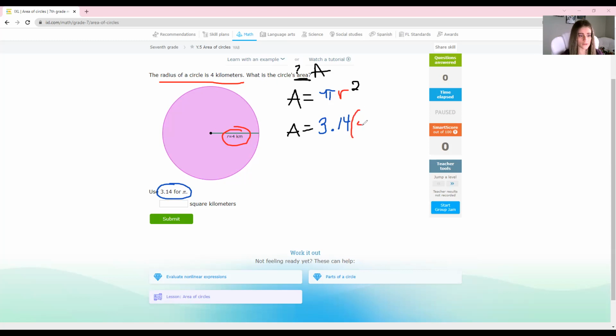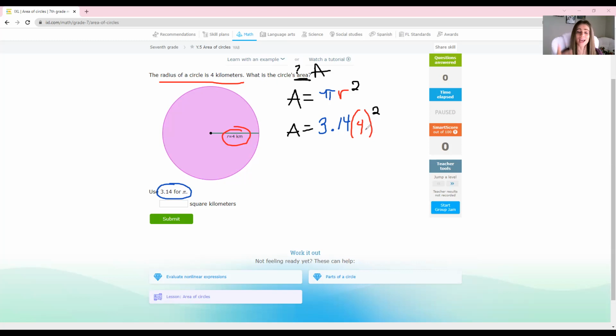Our radius is 4, and our formula tells us that that is squared. Now that everything's substituted, we're going to follow the order of operations to simplify and find our area. Well, order of operations tells us to deal with any parentheses that are a grouping symbol. I don't have any of that. However, I do have the next step down below, and that's exponents.